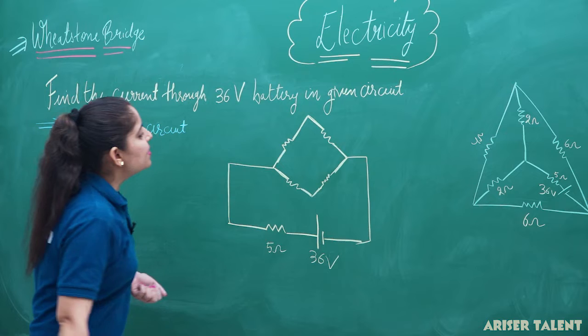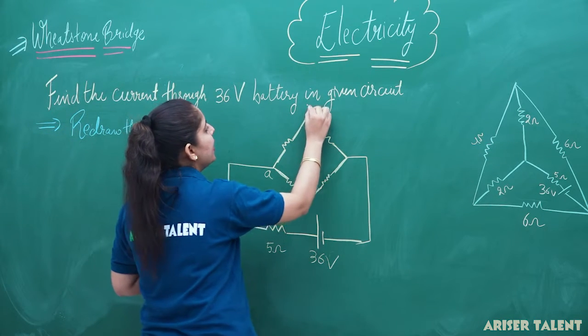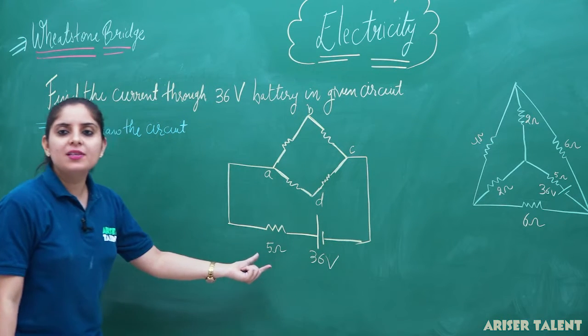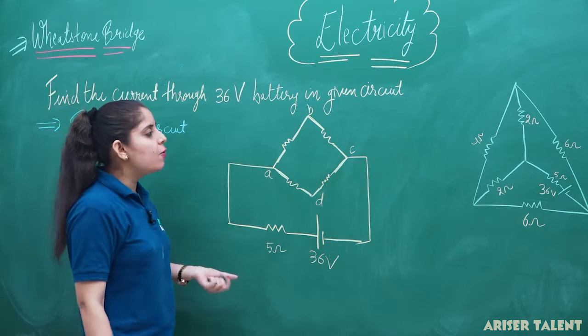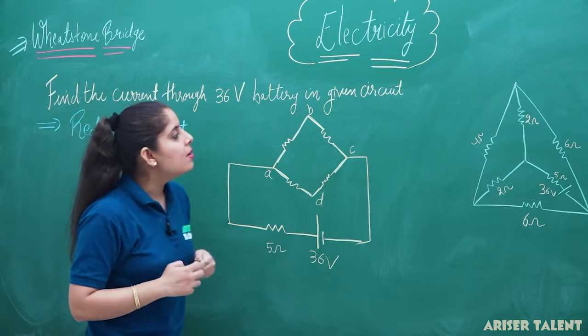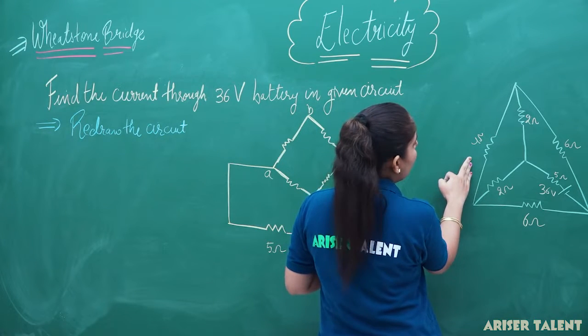So this is our circuit for Wheatstone bridge, and I can write it here. This is point A, this is point B, this is point C, and this is point D. This 5 ohm resistance is connected with a 36 volt battery, and what about the other resistances? You can just see from here. You can see that this is a 4 ohm resistance.